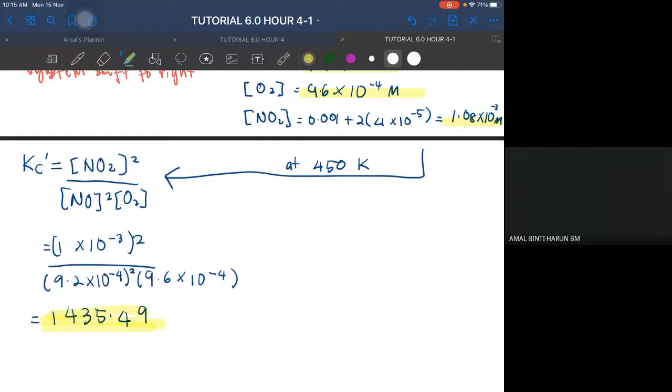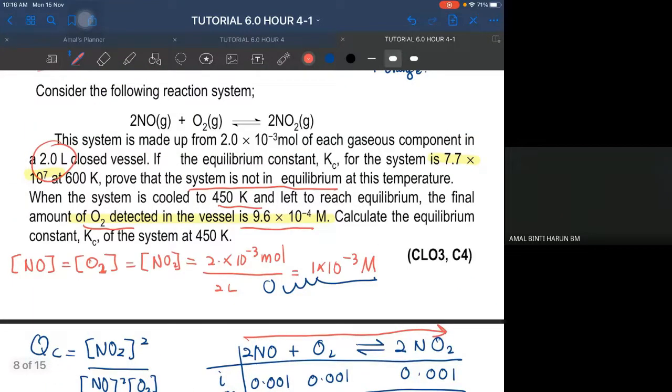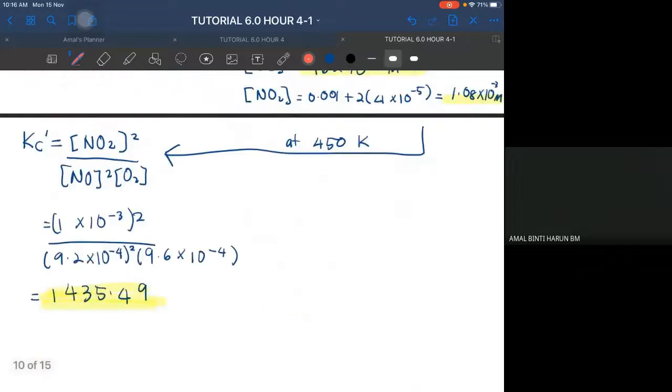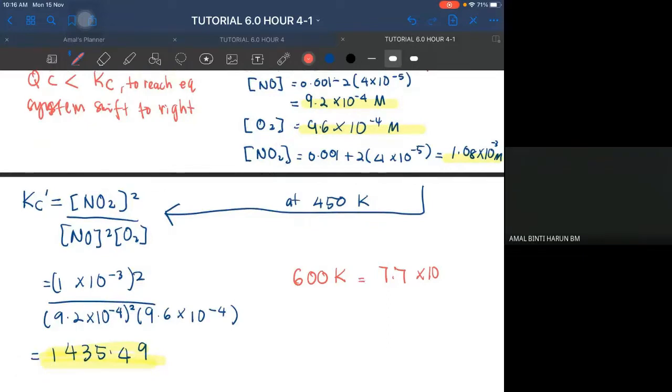Okay, sekarang kita tengok apa kaitan temperature bila kita ubah temperature dengan value K. Tengok mana daripada soalan tadi. 600 Kelvin, 7.7 eksponen 7. Okay, ni temperature, ini KC. Okay, sampai sini kita dah selesai untuk jawab semua soalan lah, sebab dia nak KC yang baru bila suhu diturunkan.